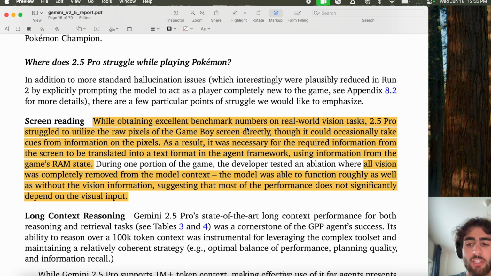And then they do talk about some of the struggle points of 2.5 while playing Pokemon. And one thing worth noting is that the developer who made this independently essentially saw that during an ablation, when all vision was completely removed from the model context, the model was still able to function roughly as well as with the vision information, showing that most of the performance does not significantly depend on the visual input. Instead, it was just getting it from the game's RAM state.